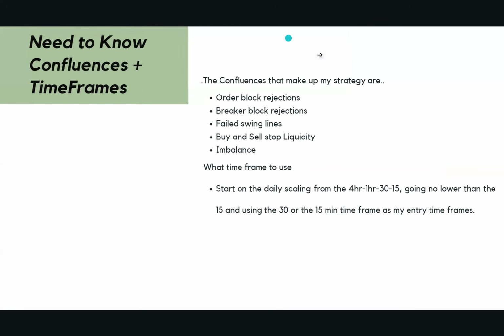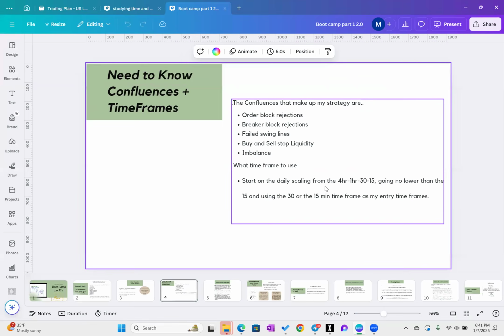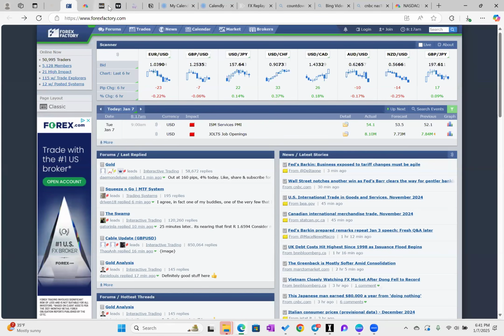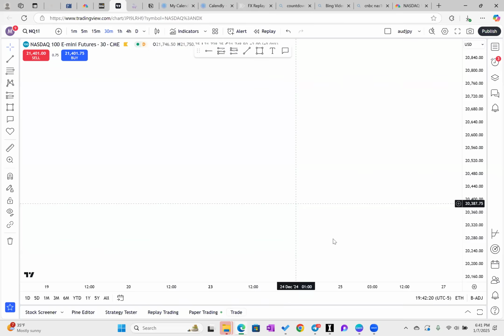Now, the confluences that make up my strategy are order block rejections, breaker block rejections, failed swing lines, buy and sell stop liquidity, and imbalance. Okay, that is what makes up my strategy. So let me show you what each one of those look like briefly.